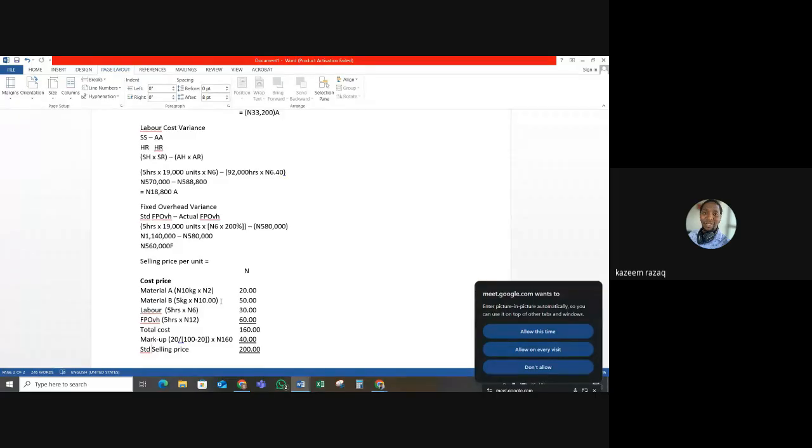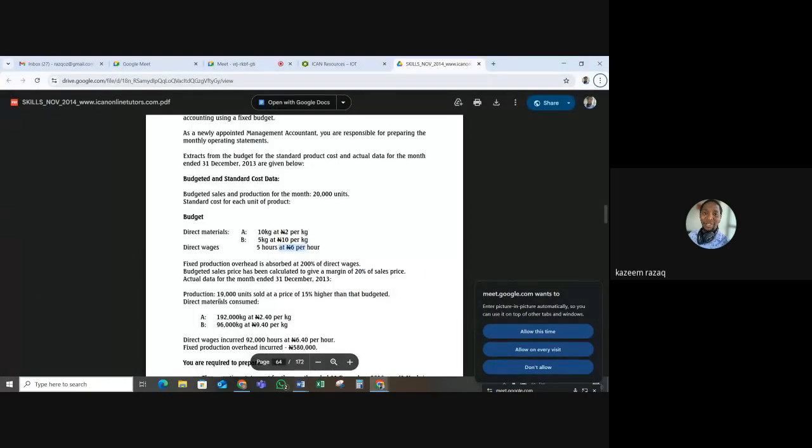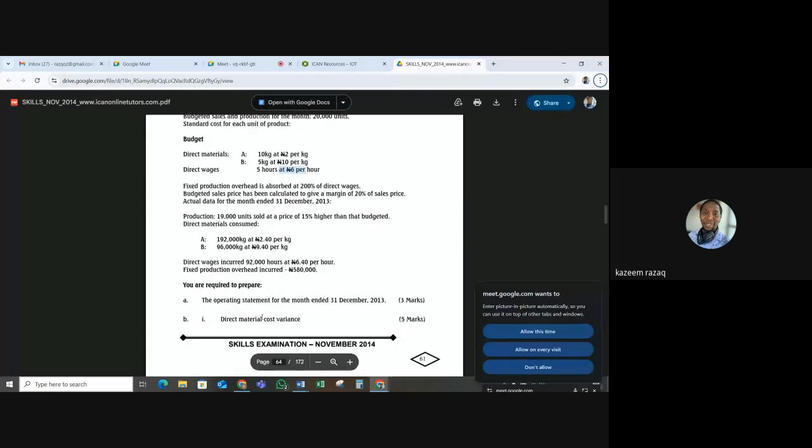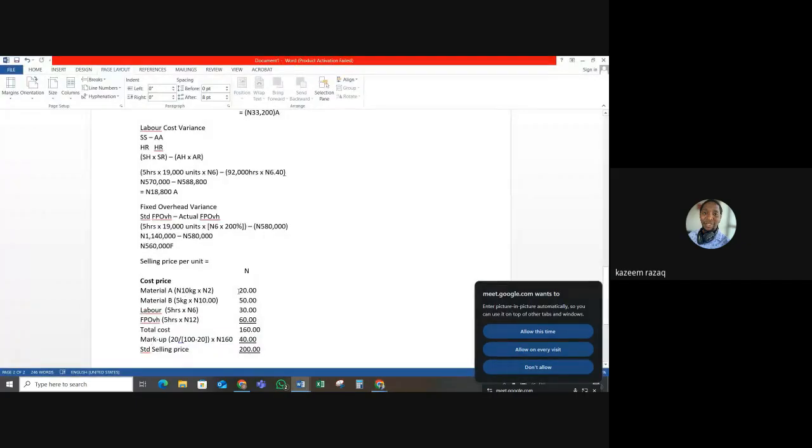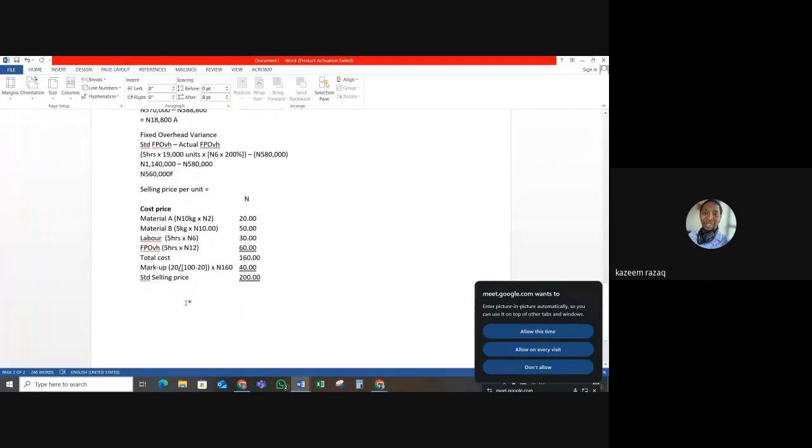Now, what is my actual selling price? This is my standard selling price. What is my actual selling price? The question told us that 19,000 was sold at a price of 15% higher than the budgeted selling price. So you can call this my standard selling price or budgeted selling price. Why my actual selling price?